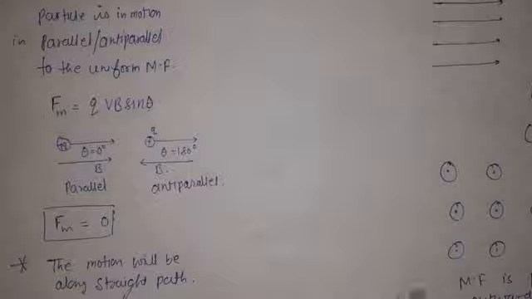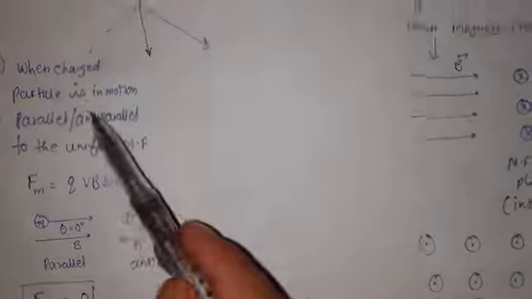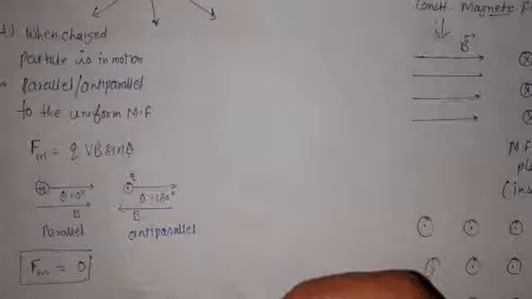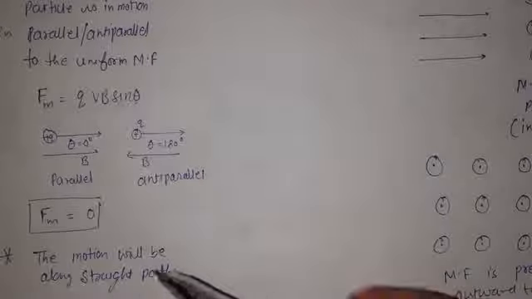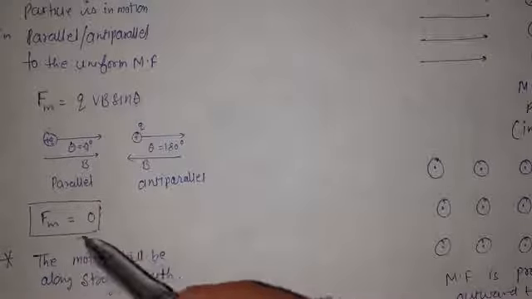Straight path. So thus we come to know what type of motion is possessed by a moving charged particle in a magnetic field. When it is parallel or anti-parallel, the motion will be only along a straight path. Why is that? Because no magnetic force is going to be exerted on it, therefore it will remain on the path on which it is traveling.